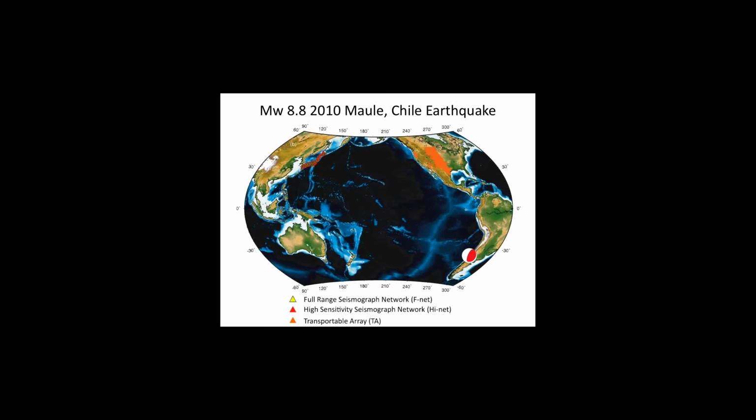This is the data we use for this earthquake. The orange triangles are the Transportable Array stations we use. Pretty much this is the only data we use for this earthquake that I'll show in this talk. We also use the F-net and Hi-net stations from Japan, but those are basically used to confirm the results that we see using the TA data.